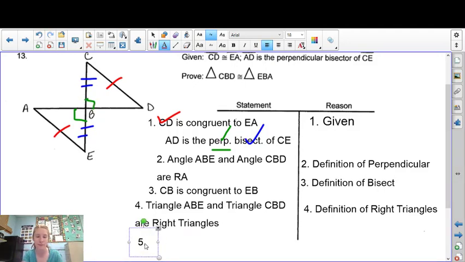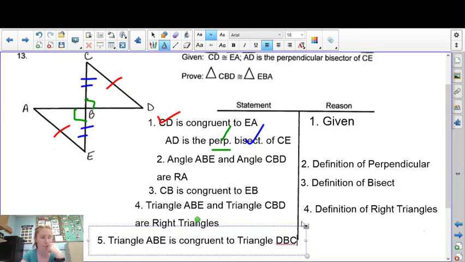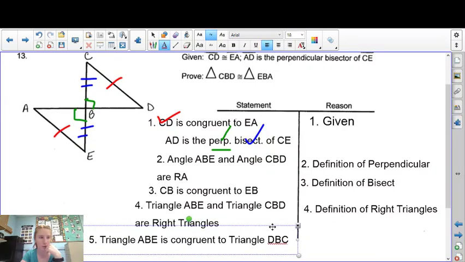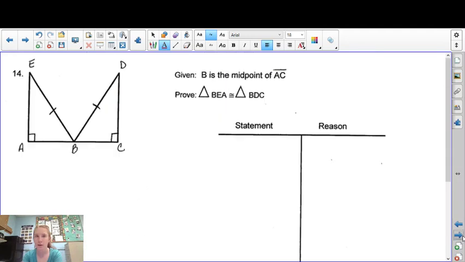Step 5 tells me I can say that triangle ABE is congruent to triangle DBC, and I get to do that based on the hypotenuse leg theorem, or HL. All right, next one.